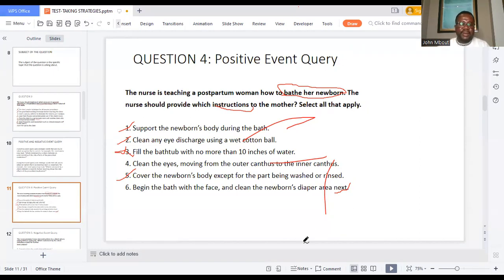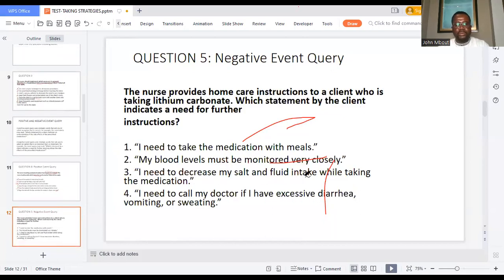Let's look at the negative event quorum. The nurse provides home care instructions to a client who is taking lithium carbonate. Which statement by the client indicates a need for further instruction? Further instruction. Meaning the client said something that is not right, and you have to correct the client. And that is what you have to choose, right?